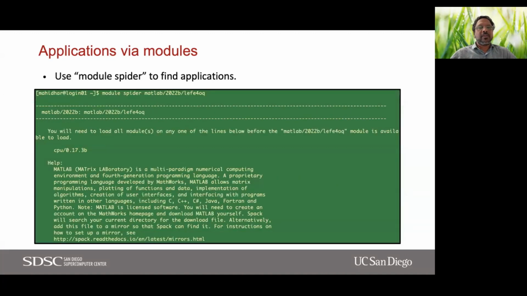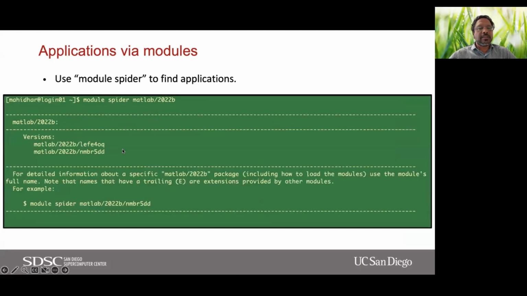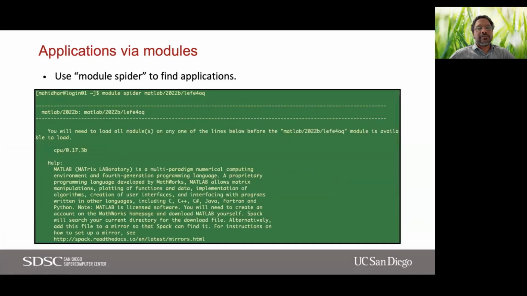And if you actually pick one of those particular versions, out of the two, I basically picked the first one there, with the hash LEFE for OQ. If I do a module spider on that, it actually will give you all the details of how you can load that. So you can see you can load the CPU module first and then load the MATLAB. So this essentially is going down the CPU tree of our module tree.